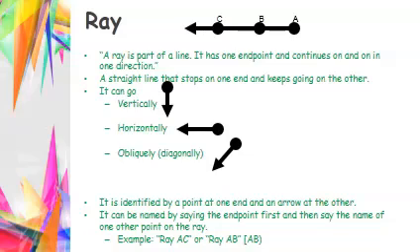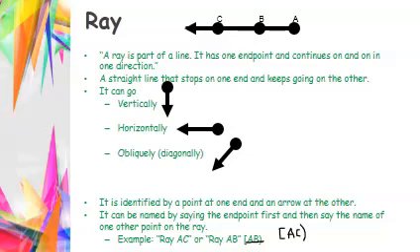So it can be named by saying the endpoint first and then saying the name of the other point on the ray, or vice versa. So that's how we write the ray. It's closed at point A, which means here you cannot pass through A, but it's open on B because it can go as much as you can, or you can name it AC. It's also the ray AC. Okay, so both of them work out.